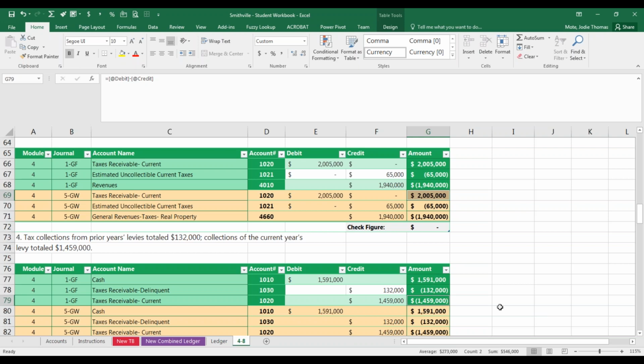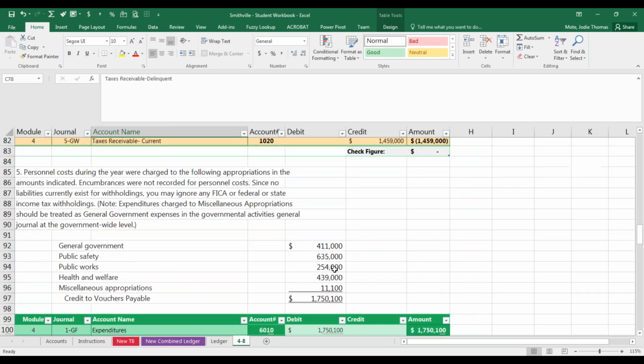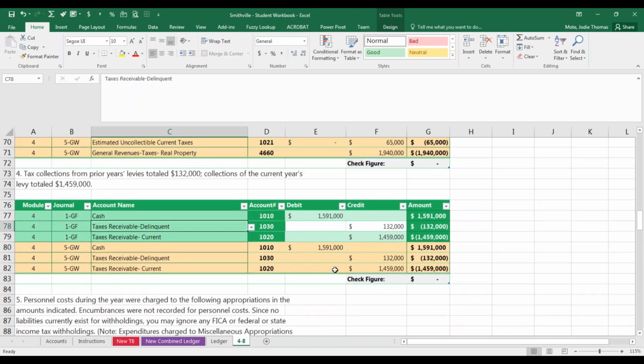If nothing else got collected on that at the end of the year, what you're going to do is reclassify that to delinquent property taxes, and so you would then credit taxes receivable current for the 546, and you would debit taxes receivable delinquent at the end of the year. And so that's kind of what you look at a transaction in your Smithfield application. I don't think, no, there's not one in this problem.